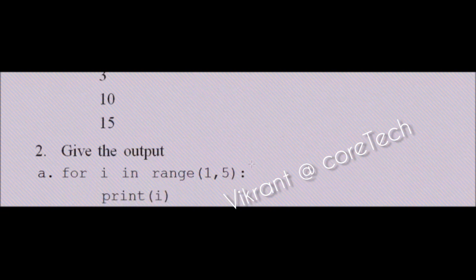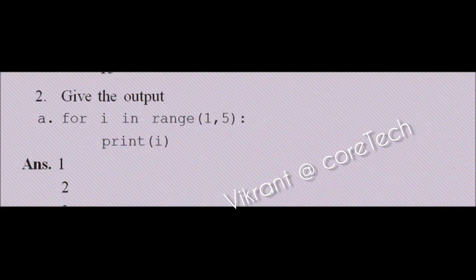Now we have something like for I in range 1 to 5. Whenever we work with range, it will start from 1 and end at 4. It will start from 1 and end at 4, meaning the output will be 1, 2, 3, 4 in separate lines. We need to keep the line change in mind at the time of writing the answers. Let's look for the next question.